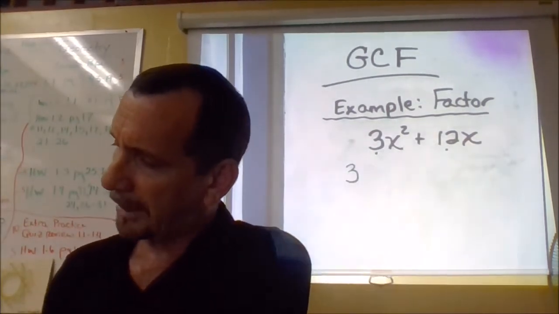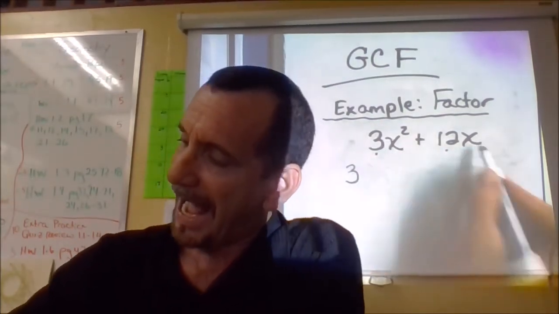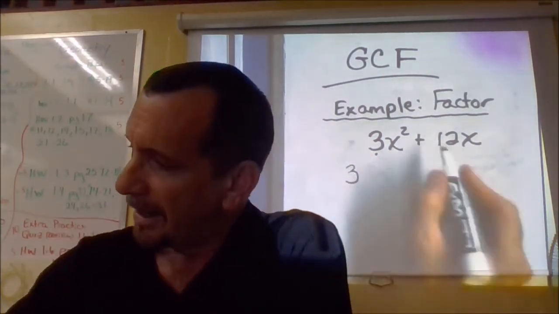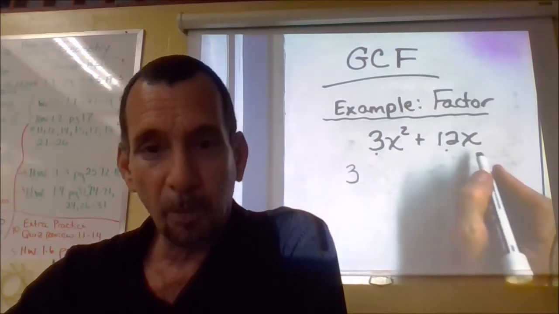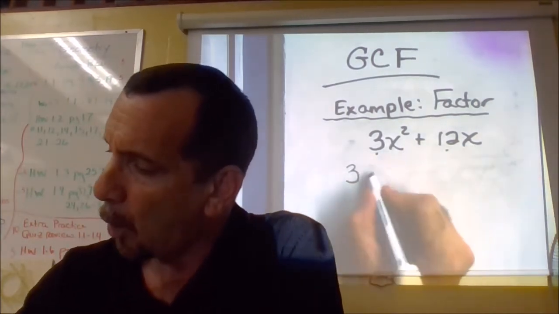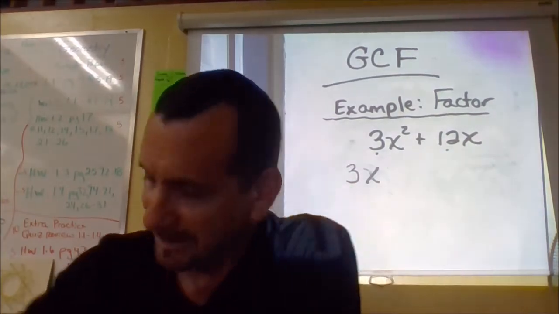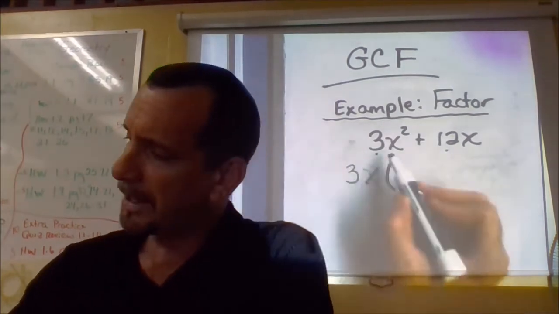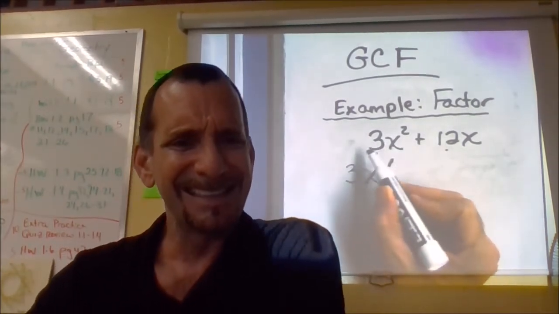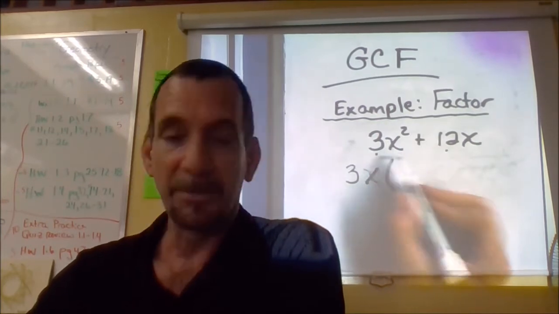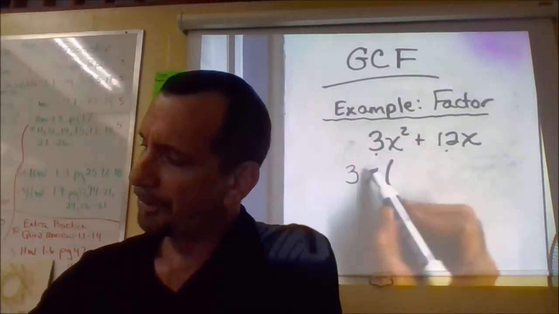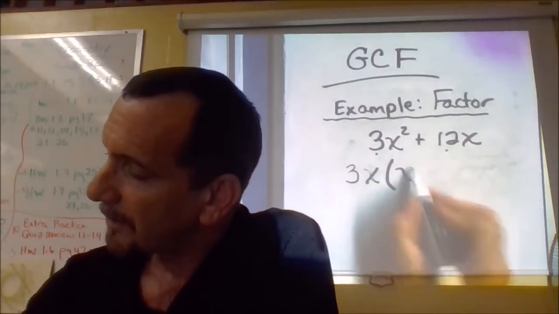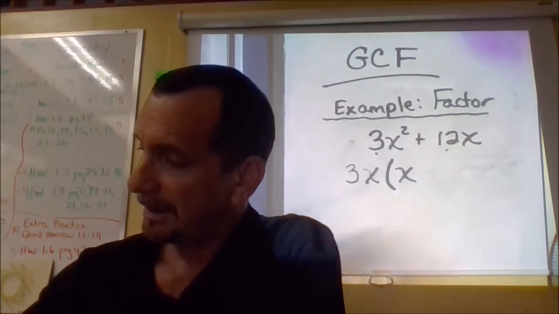So I pulled out a 3, and then I say, what's the highest x variable that I can pull out of there? Well, there's two x's here, x times x, and there's 1 here, so I'm going to pull out 1x, because that's the highest number of x's I can pull out of that expression. And these are like doing puzzles. So when you say I pulled a 3x out from this term, what's left over? Well, 3x times what will give you 3x squared? How about an x? 3x times x is 3x squared.